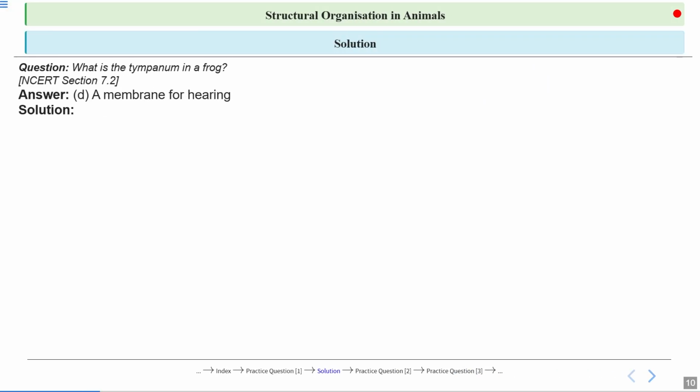What is the tympanum in a frog? This is coming from NCERT section 7.2, and the correct answer is option D, a membrane for hearing. Yes, the tympanum is a membrane-like structure that constitutes the ear of a frog, right?